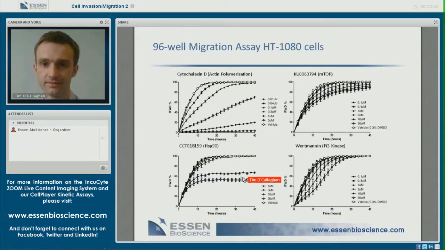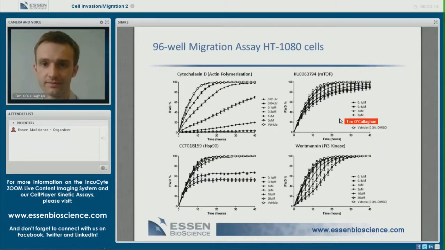This profile can be contrasted with the profile for the PI3 kinase inhibitor wortmannin, which shows an early stage inhibitory effect that subsequently recovers and allows full wound closure at the later time points. And these two profiles really highlight the fact that it's very difficult, if not impossible, to choose a single endpoint measurement that captures the degree of temporal variability that is seen with these compounds.